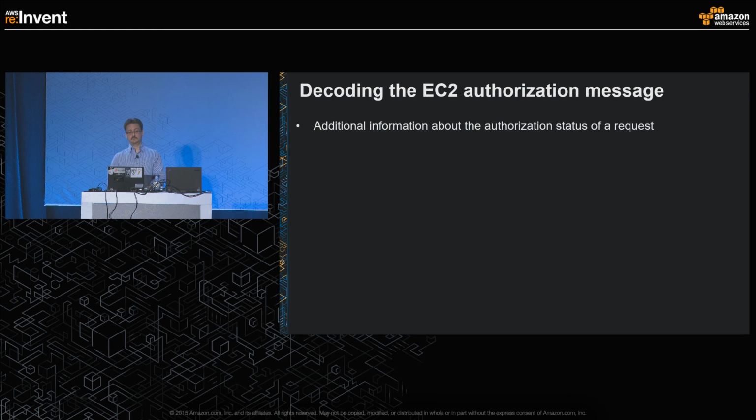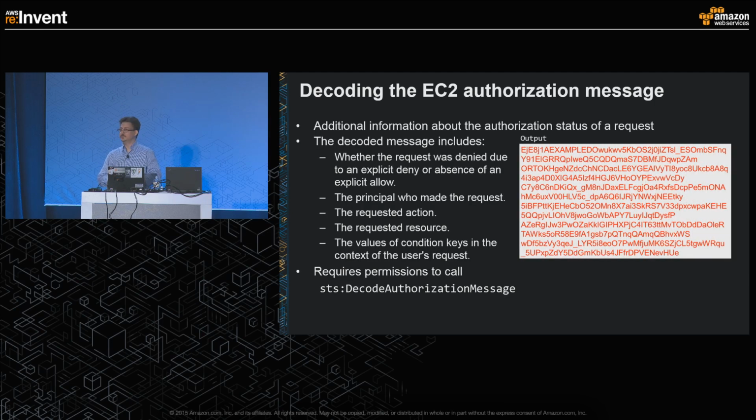Now, the one I want to spend more time on is decoding that EC2 authorization message. So remember that beautiful encoded output? Anyone ever wonder what that is or what you do with it? Yeah? Okay. There's actually a tool that we provide if you have access to call the STS decode authorization message to figure out what went wrong. And if you're creating an EC2 policy, this is what you need to use to figure out what you did not grant in order to make that policy work.